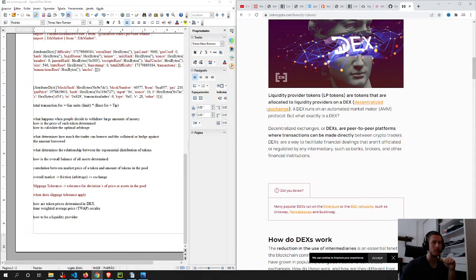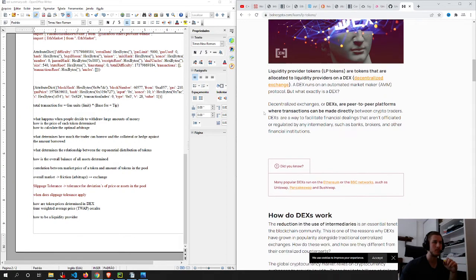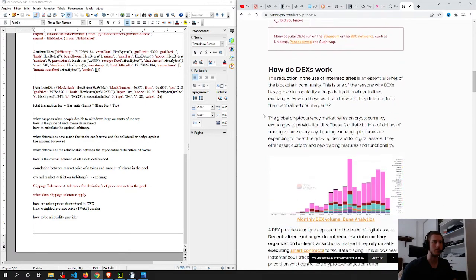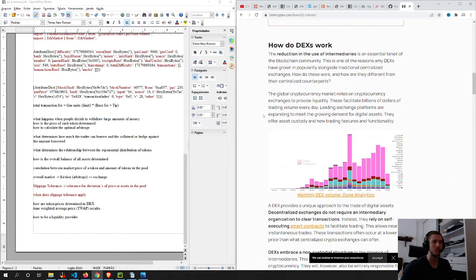Liquidity provider tokens, LP tokens, are tokens that are allocated to liquidity providers on the DEX. The DEX runs on an automated market maker protocol. Decentralized exchanges, or DEXs, are peer-to-peer platforms where transactions can be made directly between crypto traders. DEXs are a way to facilitate financial dealings that aren't officiated or regulated by any intermediary, such as banks, brokers, and other financial institutions. The reduction in the use of intermediaries is an essential tenet of the blockchain community. This is one of the reasons why DEXs have grown in popularity alongside traditional centralized exchanges.